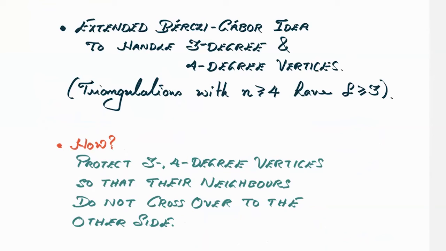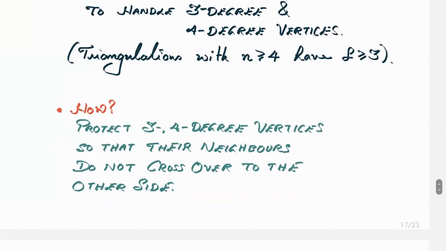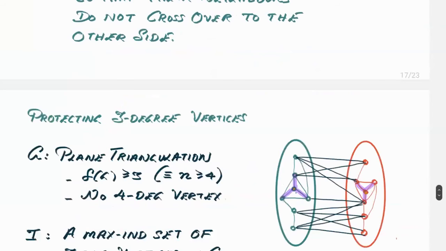Okay. So the key idea is that instead of taking a full max cut, we take a special kind of max cut, or in other words, we try to protect the 3 degree and 4 degree vertices so that we do something very counterintuitive. Earlier, we wanted the maximum number of neighbors of any vertex to be on the opposite side. But for 3 and 4 degree vertices, we will try to do the counterintuitive thing. We will try to retain their neighbors on their own side. We'll start by seeing how we do that for 3 degree vertices.